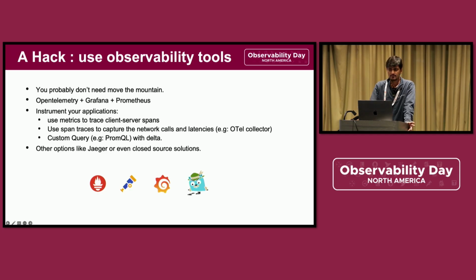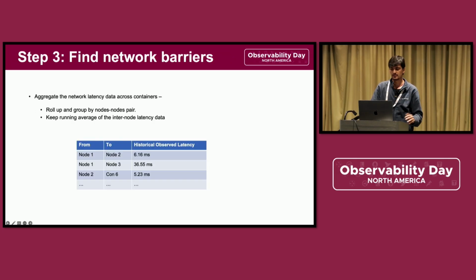You can do something like have your application instrumented and have client-server spans added as a metric, and you can persist them and do a custom query to figure out a delta. And there are some other options and patterns using Jaeger and closed source solutions as well to get this out of the box. The interesting part is how you get to figure out the network barriers.